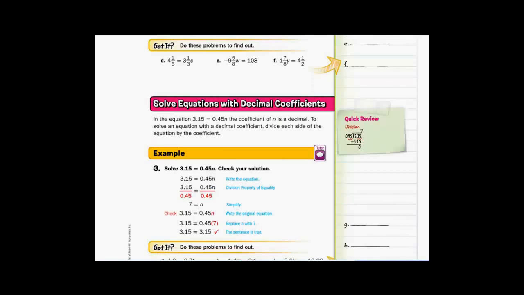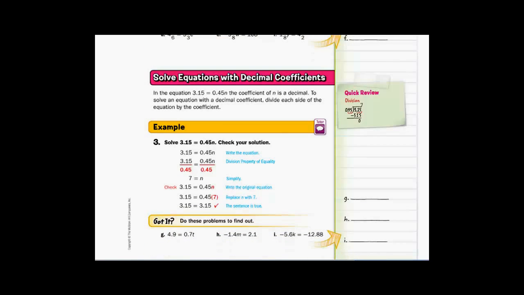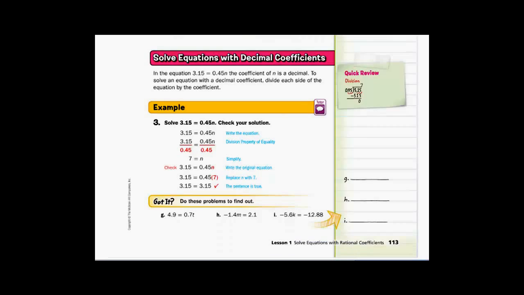Same thing, only now we have decimals. So we're not talking about reciprocals or multiplicative inverses with decimals. We're just talking about multiplying and dividing. So in an equation such as this, 3.15 equals 0.45n. So again, your mind should always be going, where is the letter? That's what I have to take care of.